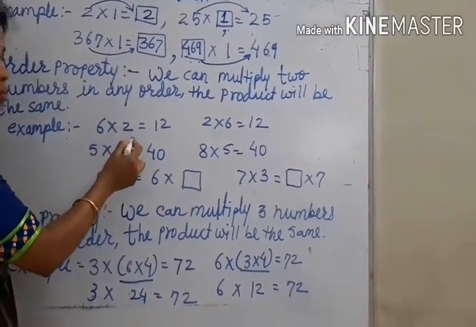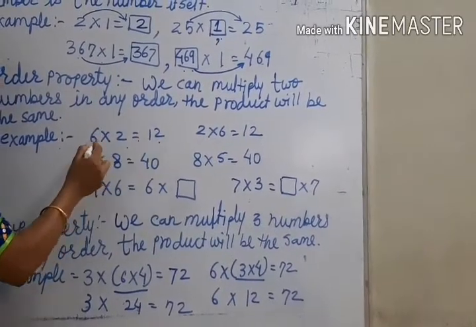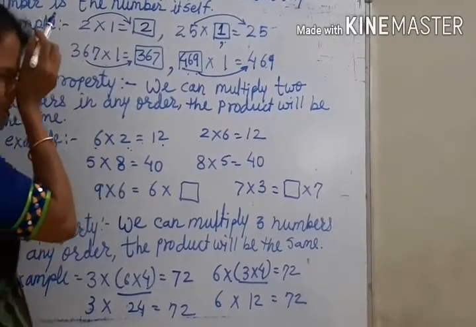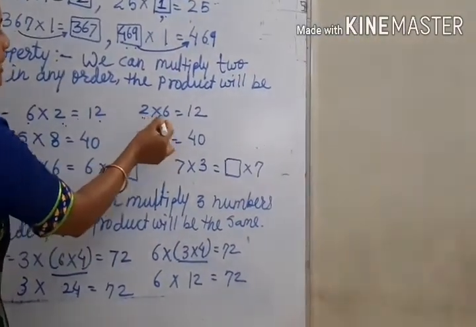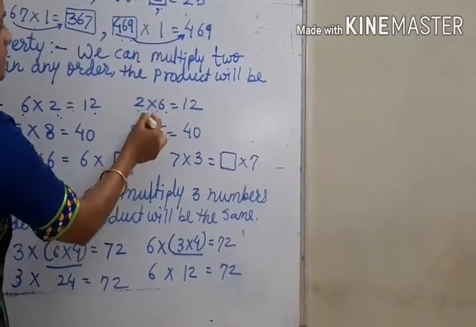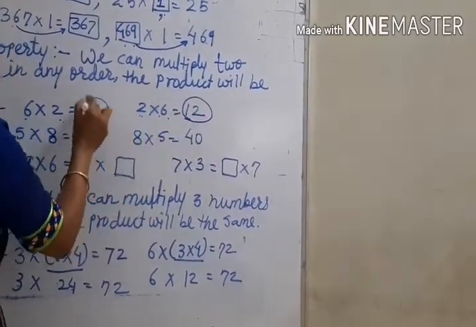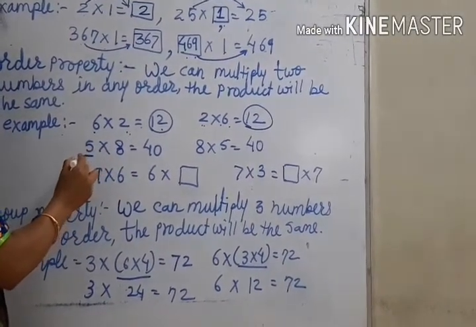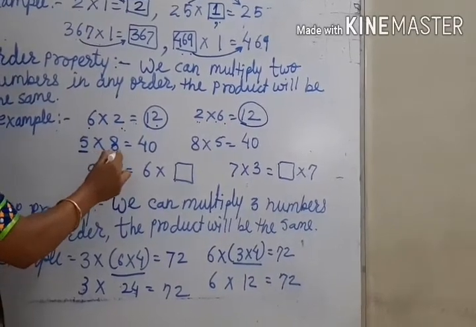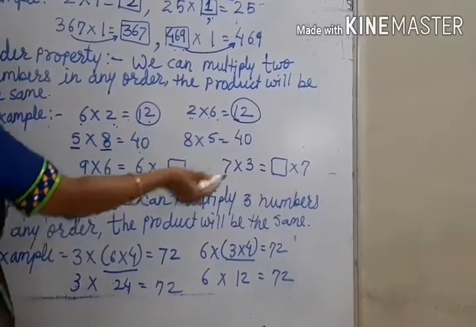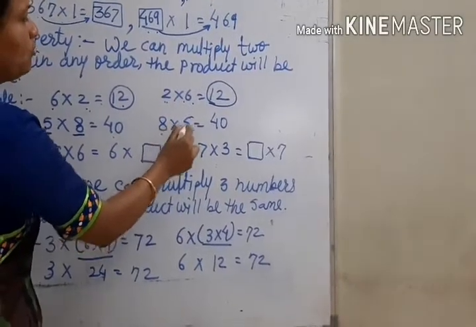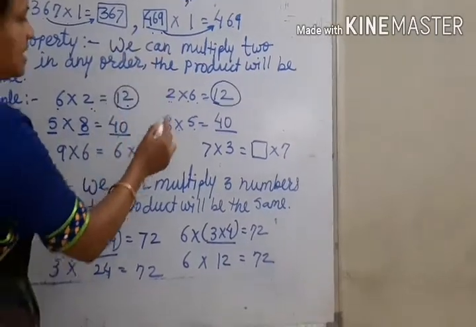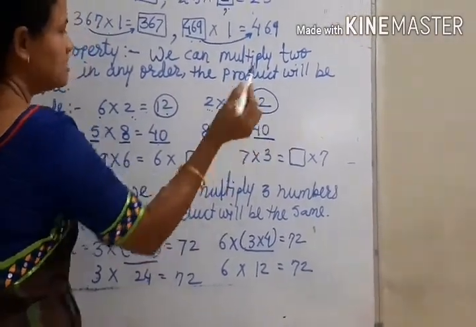6 multiplied by 2 is equal to 12. Here we have this order, that 6 is first and 2 is after, we have written. Now here we have changed the order. 2 multiplied by 6. Then also the answer is the same. 5 multiplied by 8. So 5 is in the place of multiplicand and 8 is in the place of multiplier. 5 8s are 40. If we change the order, 8 into 5, once again we got the answer 40. This order property explains to us that if we change the order of the numbers, the product remains the same.